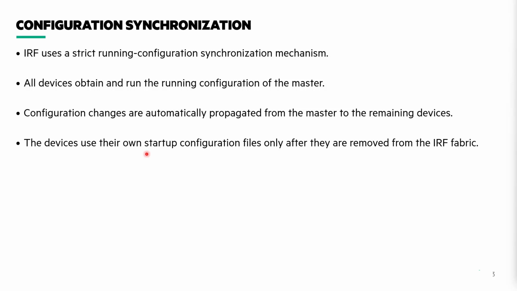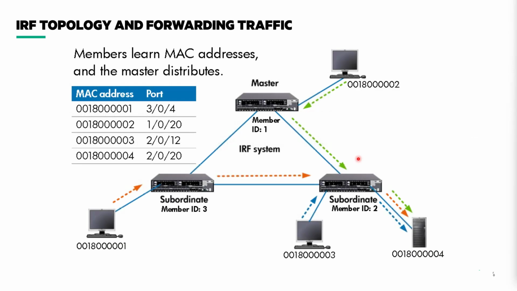Over the synchronization, they will synchronize everything. So the running config will be synchronized. All devices obtain and run the running config from the master, and that will guarantee that any time a master fails, one of the devices immediately will take over. Configuration changes are propagated and pushed. The devices use their own startup config files only after they're removed. So they will always be overridden, if you like, by the master configuration. So think about it, they become logically one device.